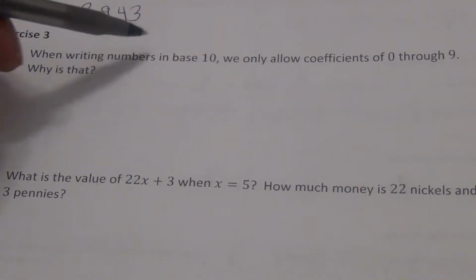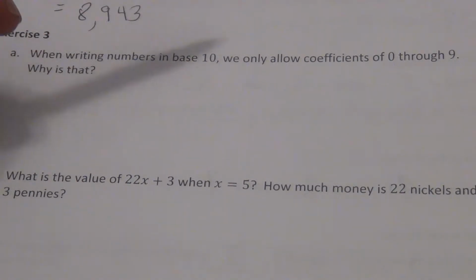Now what does it say on D? It says when writing numbers in base 10, we only allow coefficients of 0 through 9. Why is that? I don't know.